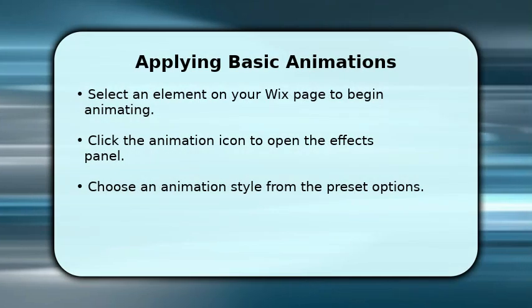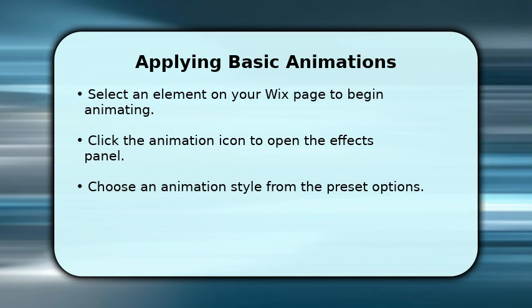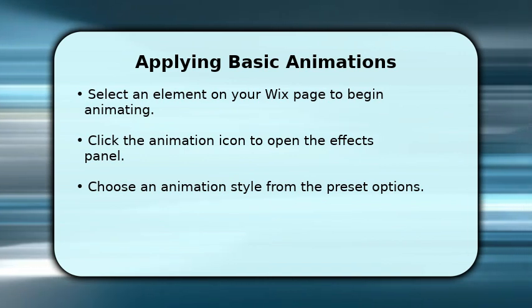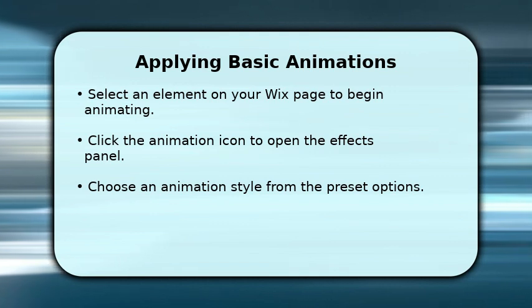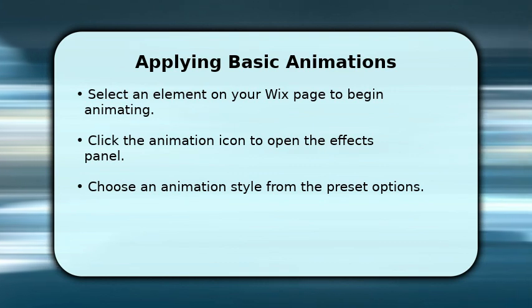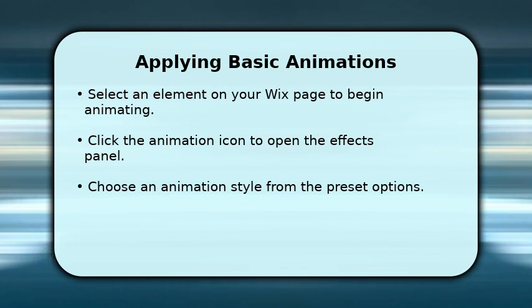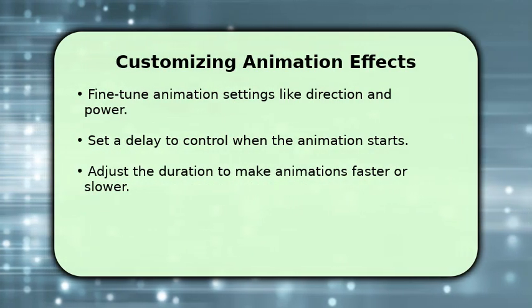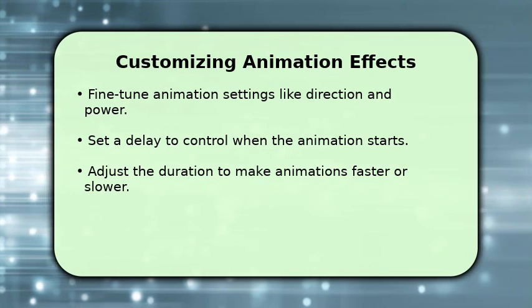To apply a basic animation, simply click on any element on your Wix page, like a button or a section. Then, locate and click the animation icon, which typically looks like a magic wand. This will reveal a selection of preset animation types, including options like fade, slide, or zoom. Select the one that best fits your design, and Wix will automatically apply it to your chosen element, making your site more dynamic.